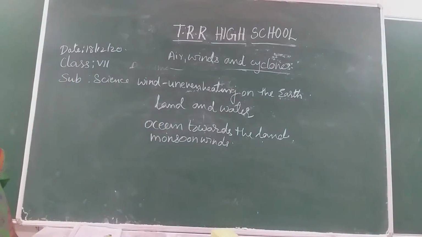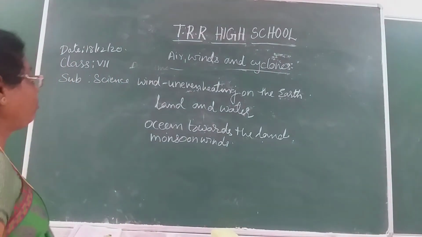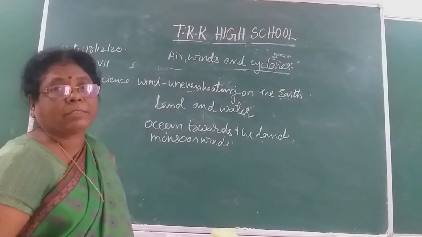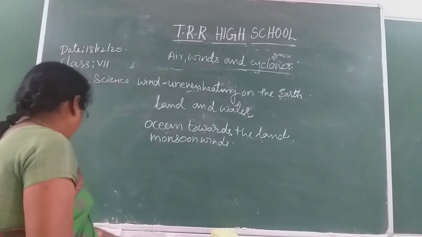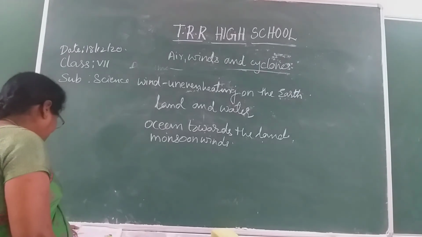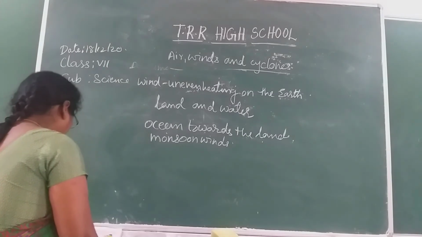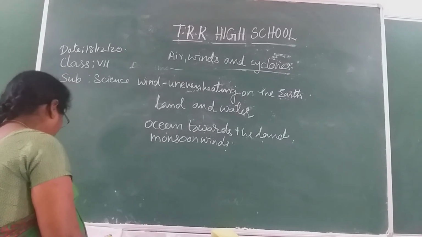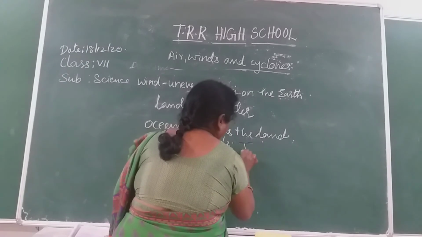The land heats up faster, especially during the summer season, the temperature will be very high and the air gets warmer and rises up. Warm air is always lighter than cool air. So this causes the winds to flow from the oceans towards the land, and these are called monsoon winds. Usually these winds occur from June to September.